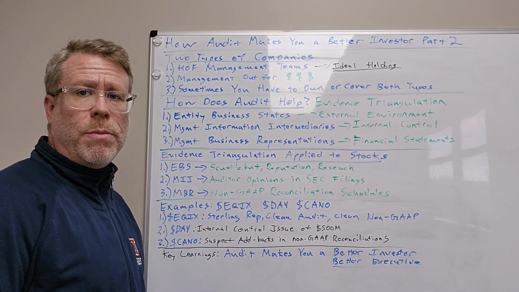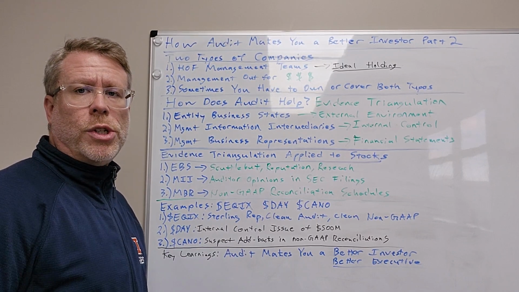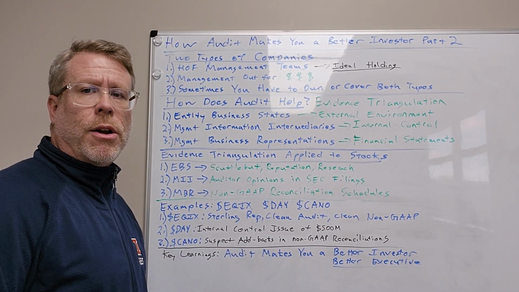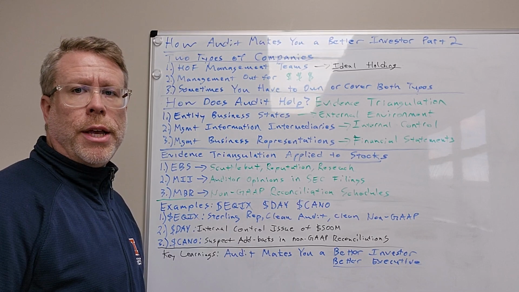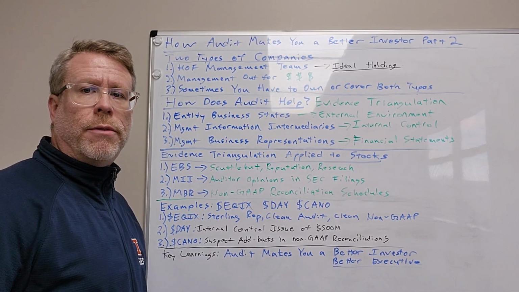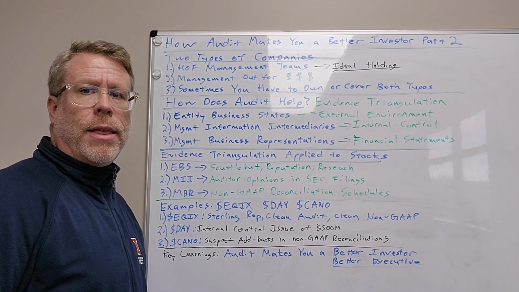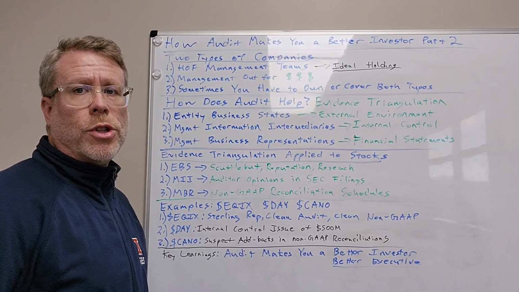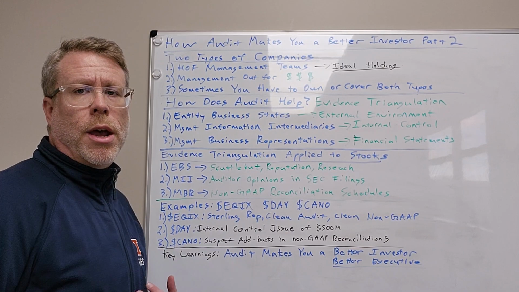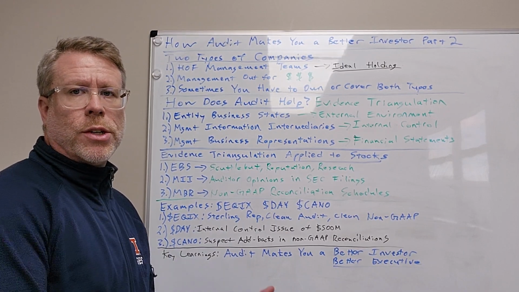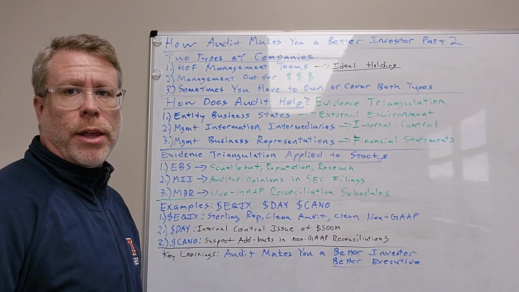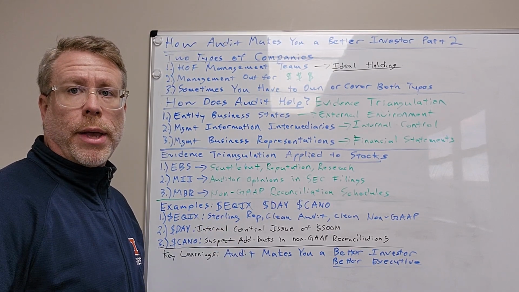It starts with entity business states, or EBS, which is the outside or external forces around a firm. The second are management information intermediaries, which is the idea of internal controls at a company. And then you have management business representations, MBR, which are your financial statements and how the company presents numbers to the external community.